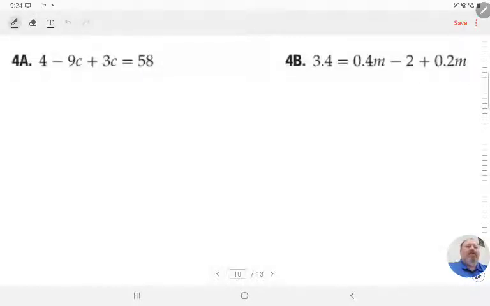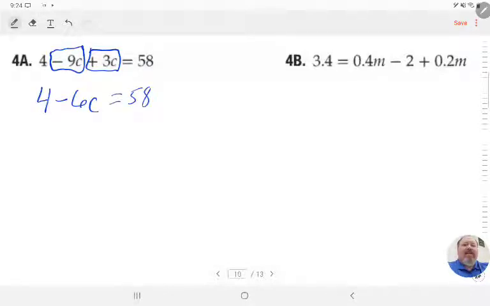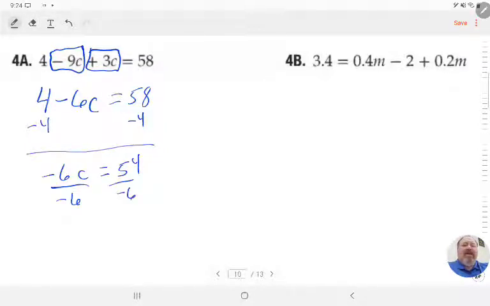All right, same thing. I'll do the first one, you do the second one. All right, so I have a like term here, and I have a like term here. So I would say negative 9 plus 3 gives me a negative 6, keep the variable of c, equals 58. Now I would subtract 4 from both sides, and that's going to give me negative 6c equals 54. I divide by negative 6, and c equals negative 9.